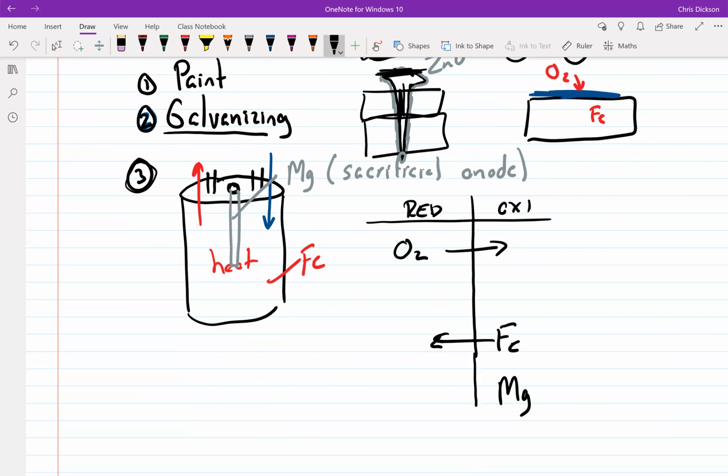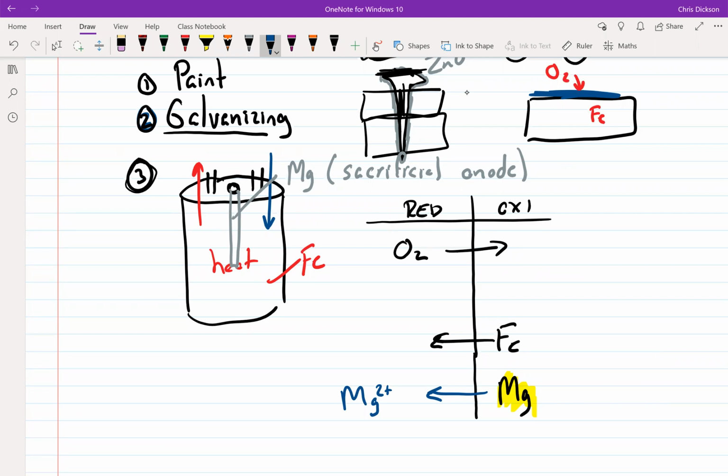And what happens now is as the water comes in with oxygen in there and it's about to oxidize the iron, it now has another metal it can choose from. And so the magnesium being lower is preferred. It's a preferred electrode. And what happens is the magnesium winds up getting oxidized as opposed to the iron.